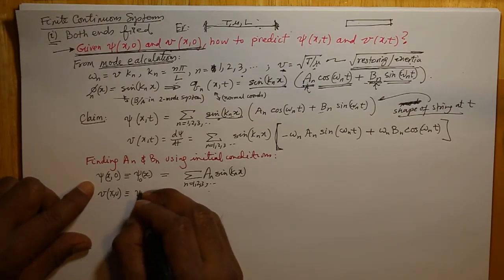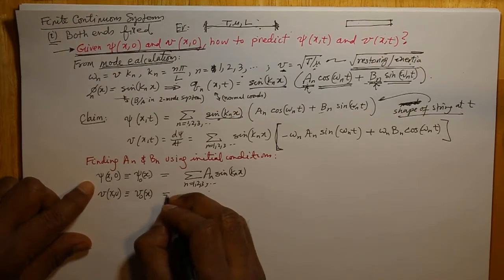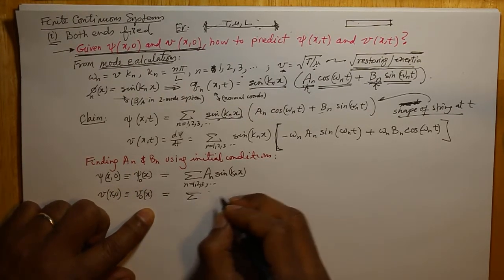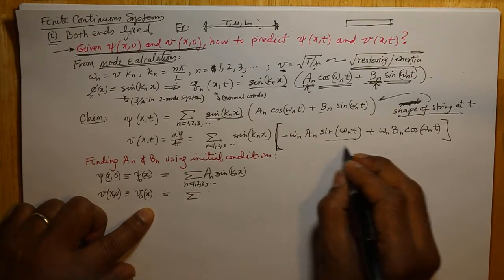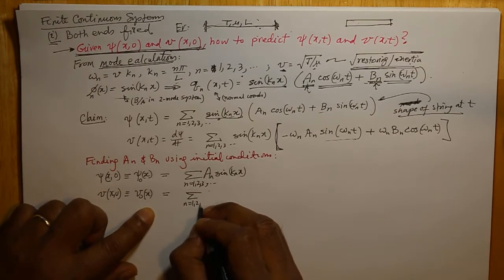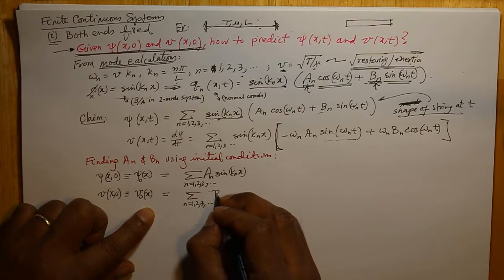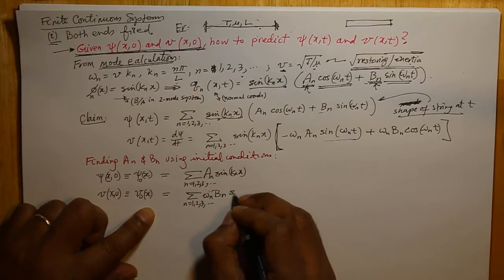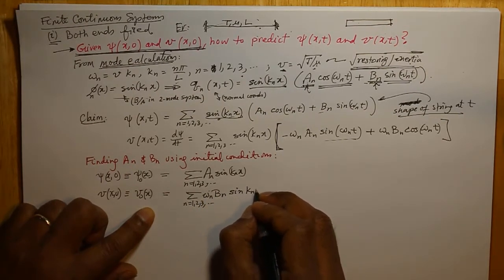The velocity at t equals 0, let's call this v0 x. So this is some function given to me. And when I go in there, the an term goes away, leaving the sum of omega n bn sine kn x.